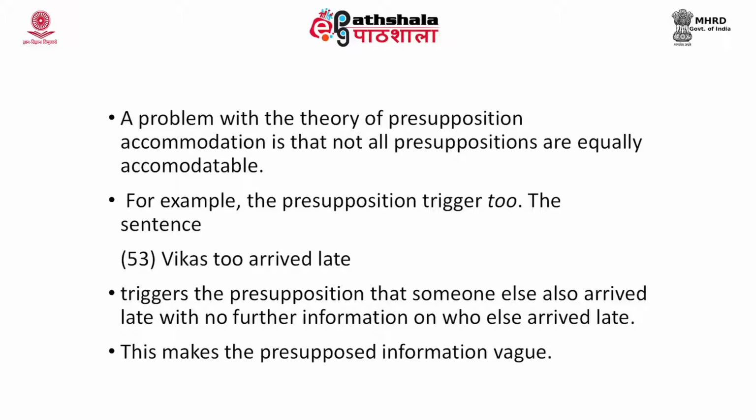A problem with the theory of presupposition accommodation is that not all presuppositions are equally accommodated. For example, the presupposition trigger too. The sentence Vikas too arrived late triggers the presupposition that someone else also arrived late with no further information on who else arrived late. This makes the presupposed information vague. Semantic theory of presupposition cannot explain certain things.